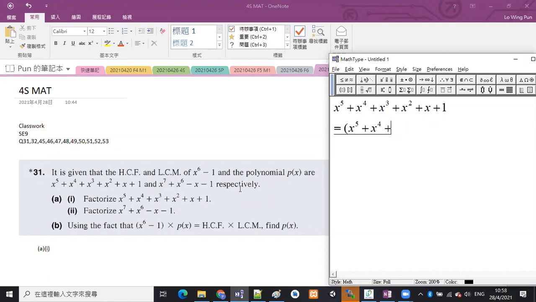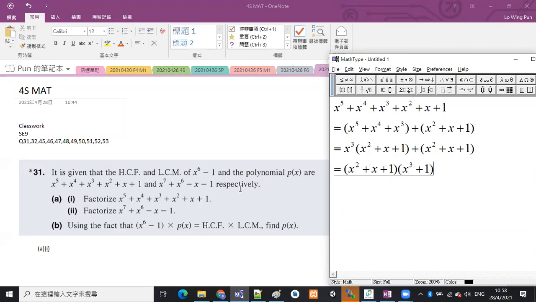I would like to divide into 2 groups of 3 terms, like this. And then for each group, I need to take out the common factors. For the first group, the common factor is x cubed, and the remaining factor is x squared plus x plus 1. And the second group is exactly x squared plus x plus 1. No common factor to be taken out. But at this stage, we will find that x squared plus x plus 1 will be a common factor, the second layer of common factor. So we take out this common factor and write down the remaining factor, x cubed plus 1.